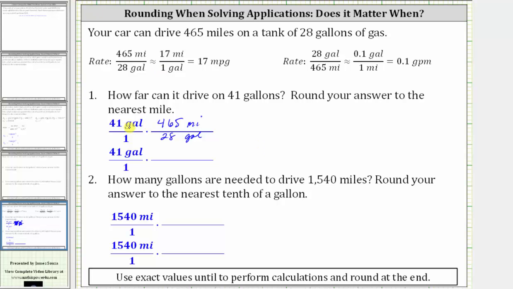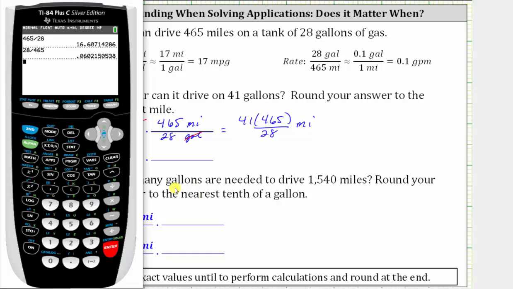Notice how the units of gallons simplify out, leaving us with 41 times 465 divided by 28, and now the units are miles. So again, this is the correct way to answer the question because we are using the exact rate. And now going back to the calculator, we want to evaluate this quotient and then round to the nearest mile. So we have in parentheses 41 times 465 and then divided by 28. Because we have an 8 in the tenths place value, round up to 681 miles.